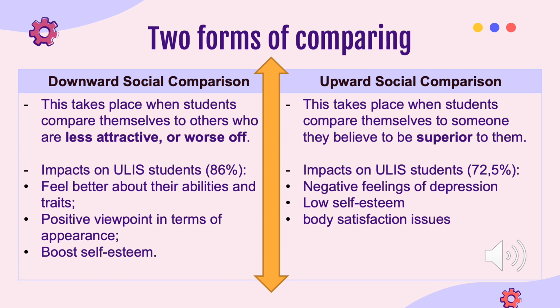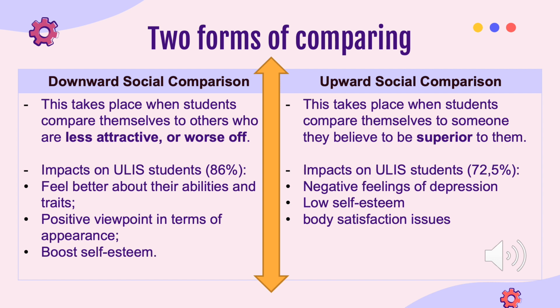A downward social comparison is when students view the person they are comparing themselves to as less attractive or worse off. Such downward comparisons are often centered on making themselves feel better about their abilities and traits, and can lead to a positive viewpoint in terms of appearance and a boost in self-esteem. According to the survey, 86% of ULIS students are reported not to be obsessed with less attractive body images on Instagram. The second is upward social comparison.